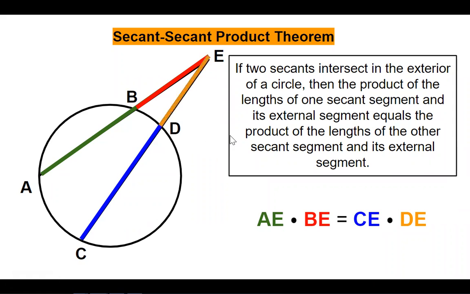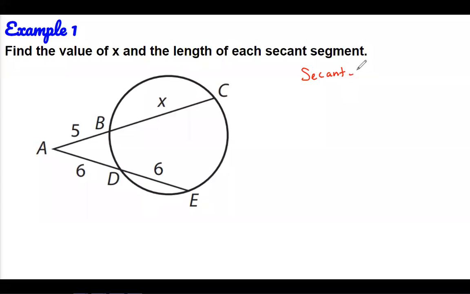So my beautiful secant segment, AE, multiplied by BE, equals CE multiplied by beautiful DE, that exterior. Secant product theorem. And what this states is that I'm going to have my entire secant multiplied by its external length, and make it equal to the other secant multiplied by its other external length. Now, what is my first secant?